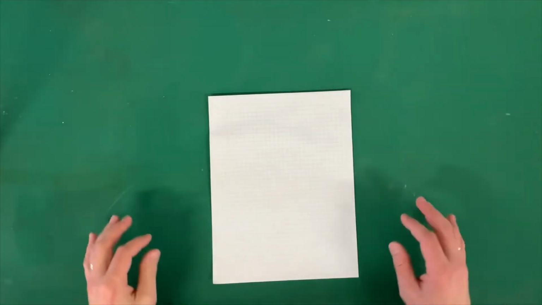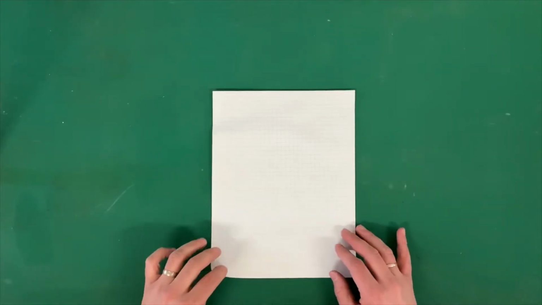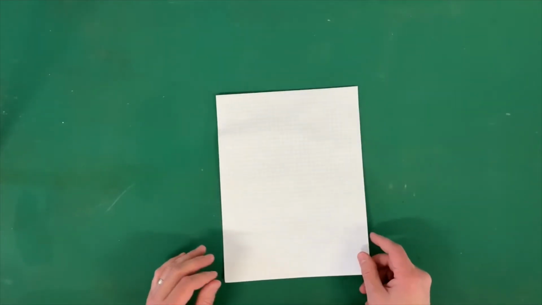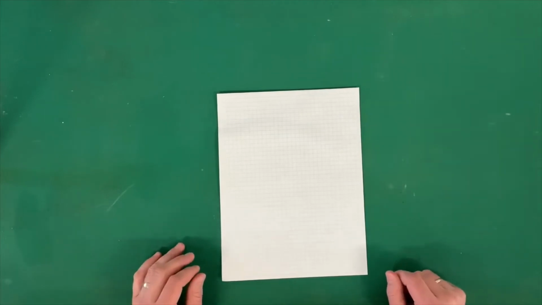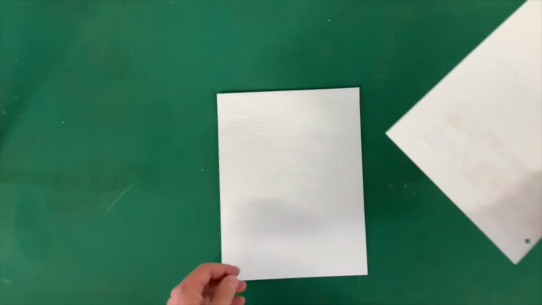Okay, here we go. The world record setting paper airplane. Now I'm starting with this piece of graph paper, but you can use a regular piece of printer paper, copy paper. Any 8.5 by 11 size piece of paper will do.